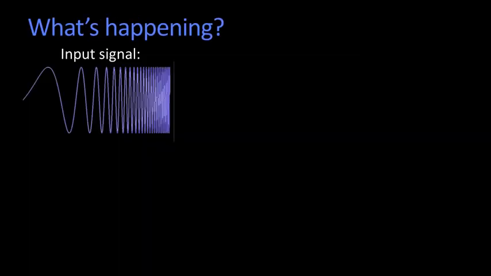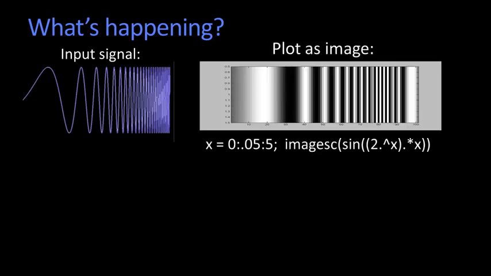Suppose we have this input signal. Okay, this is like that chirp that I was showing you before. Well, we can plot this as an image in MATLAB, and that would look like this. Here I'm just doing x from 0 to 5 by 0.05, and I did this image of sine of 2 to the x times x. All right, and what you're seeing is, it starts off at a slow frequency, and then it's getting higher and higher, and eventually you start to see stuff that looks like that.